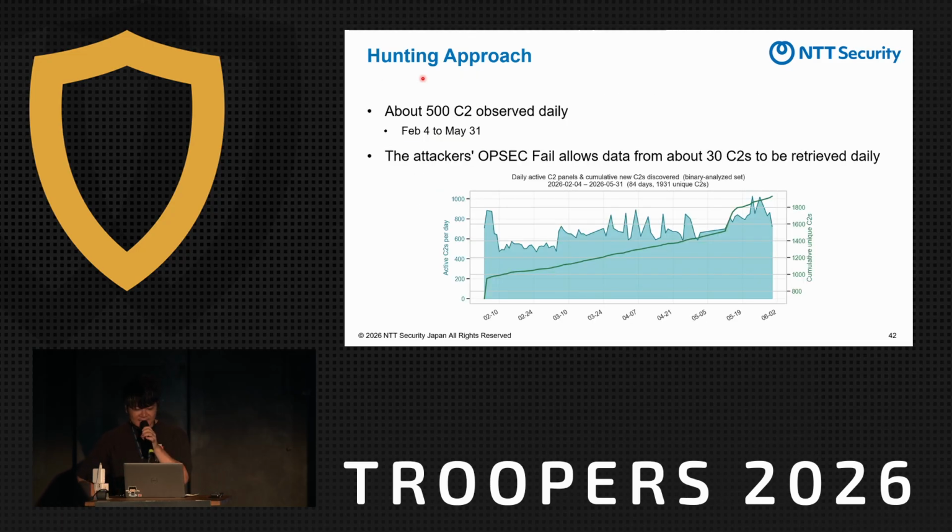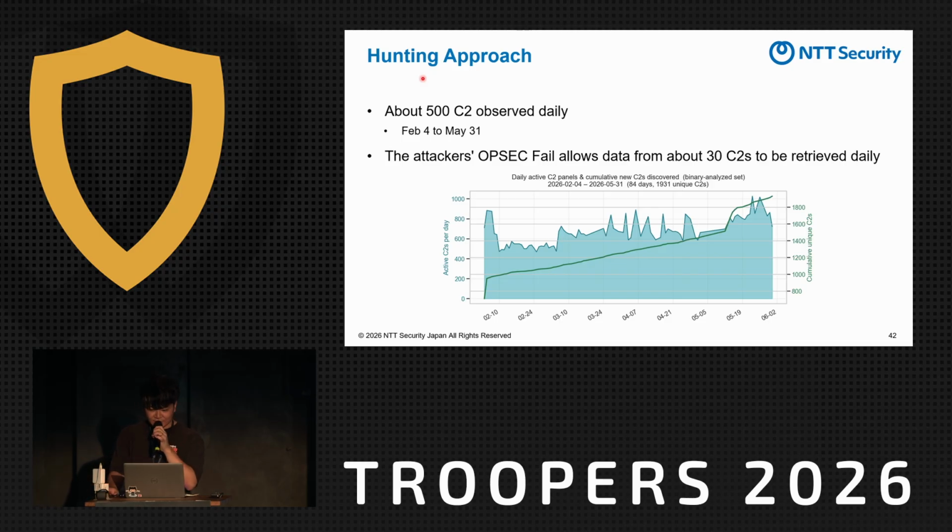This slide presents the results of our hunting activities. In our observations, we identified approximately 500 C2 servers active per day during the period from February 4th to May 31st. As shown in the graph, the number of active C2 servers fluctuates roughly between 500 and 900 daily, while the cumulative number of unique C2 servers steadily increases over time.